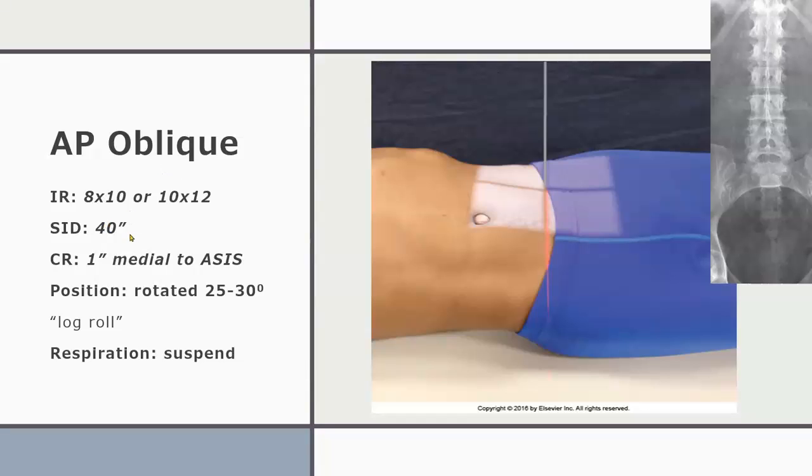40 inches, we're going to center 1 inch medial to the upside ASIS. So we find the ASIS, which is actually down here on this patient. I would say the crest would be about here. His umbilicus ASIS maybe about there, and 1 inch in from there medially. Rotate the patient 25 to 30 degrees, and I put log roll.